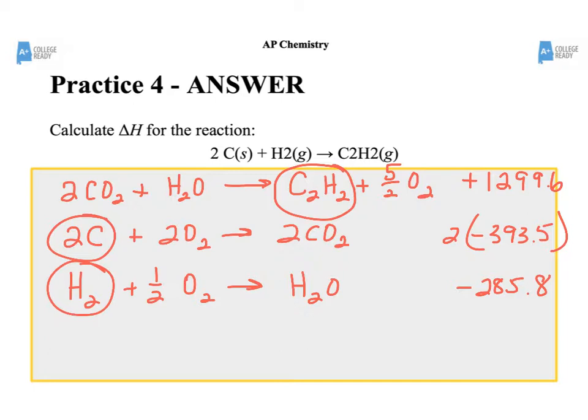So when we look at, we have 2 carbon dioxides in the first reaction, and the second reaction we produce 2 carbon dioxides, so they cancel out. We have 1 water in the first reaction and 1 water in the last reaction, so they cancel out. And what about my oxygens? In the second reaction, I have 2 oxygens. In the third, I have 1/2, and that's 2.5 oxygens. And in the first, I produced 2.5 oxygens. So my oxygens cancel out.